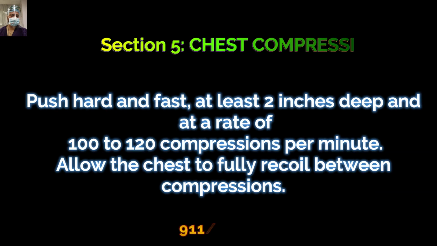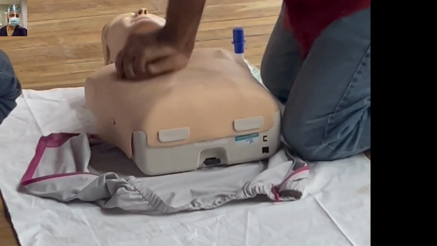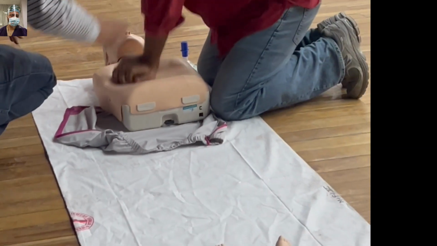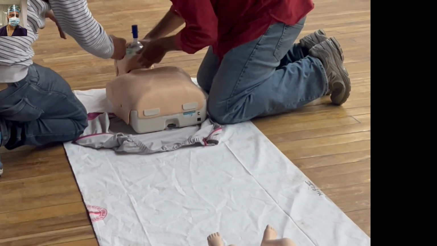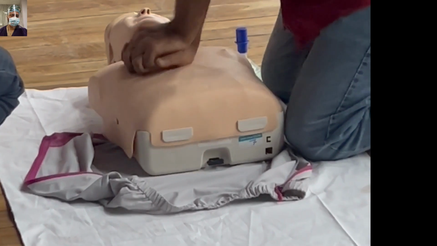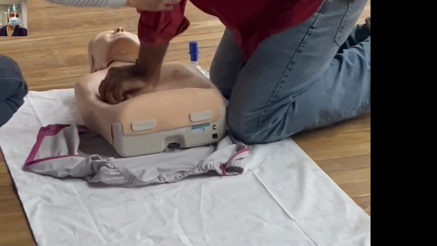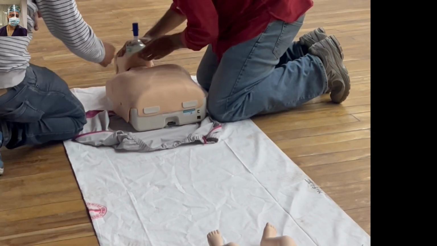Again, this is very important: you have to push hard as shown here in the video, at least 2 inches deep at a rate of 100 to 120 compressions per minute. Allow the chest to fully recoil, that will help the blood to pull in again inside the heart, and push it hard, and the chest should go at least 2 inches down and it should recoil fully, and the rate should be 100 to 120 per minute.